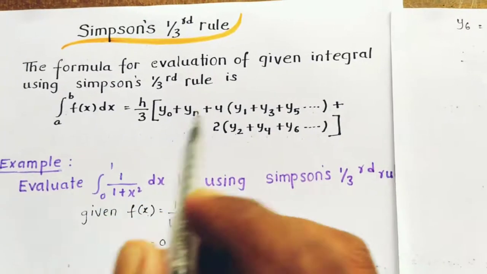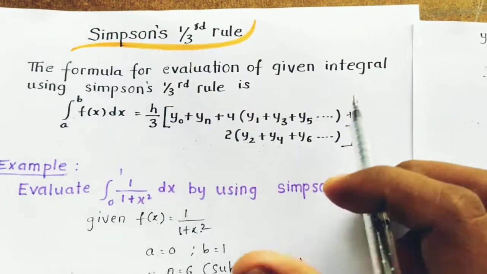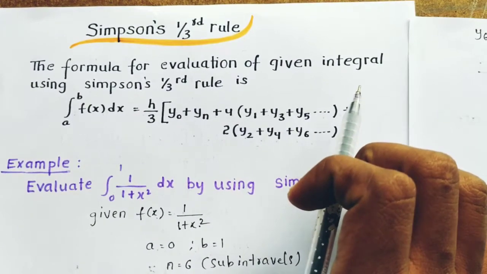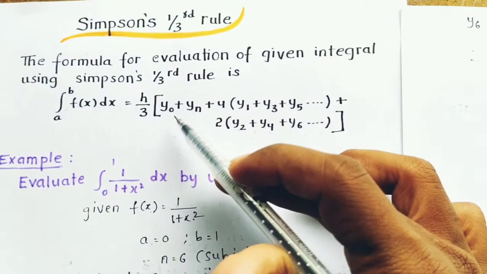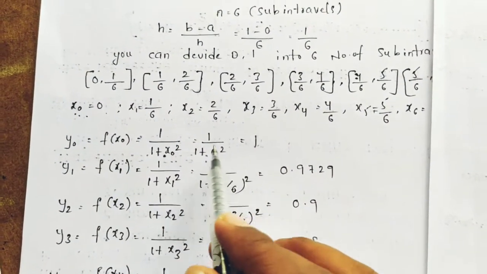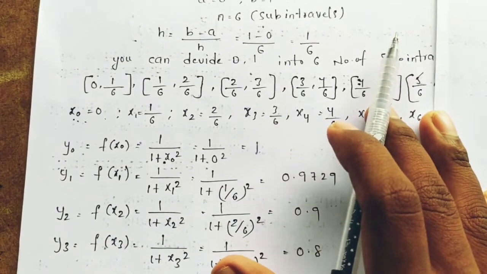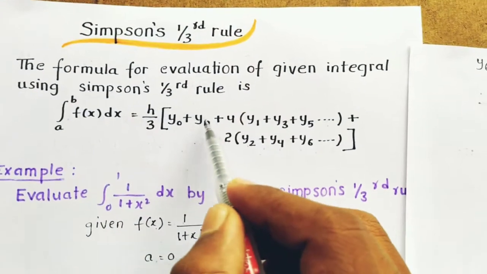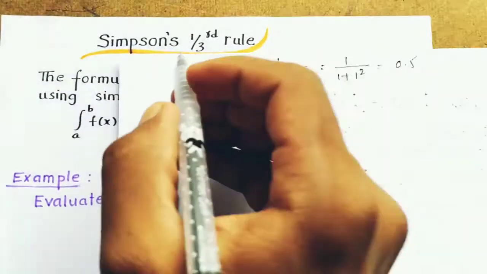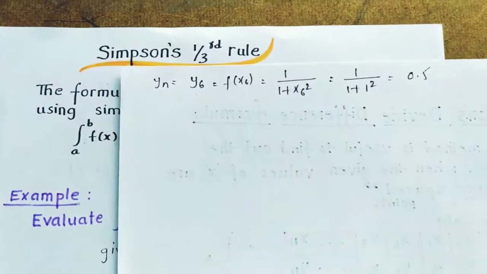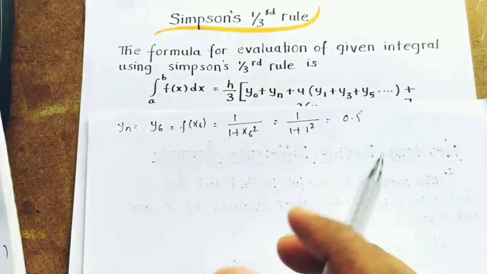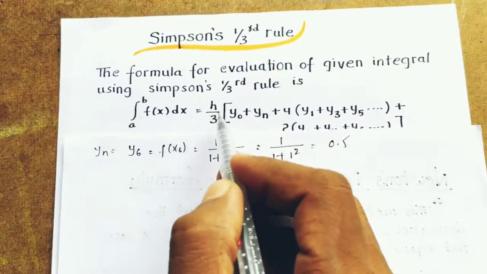Here you see the given formula is the integral of f of x dx equals h by 3 into y0 plus. Here the y0 we already found out. The value of y0 is 1. We can already calculate this y0 value, and the value of yn means the last function. Here the value of y6 represents yn. Substitute all these values in the given formula.